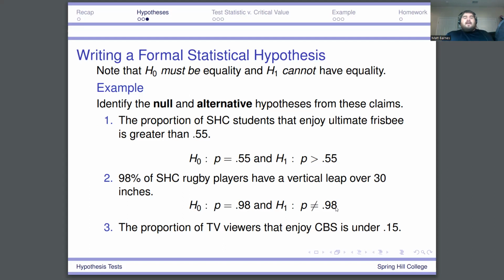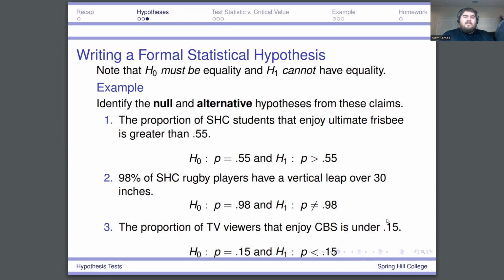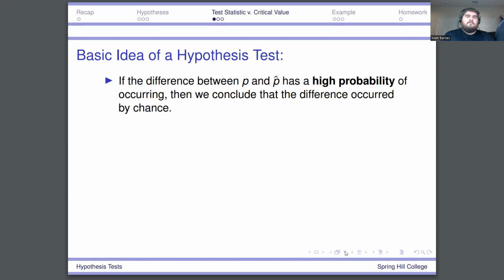All right, so our last one here, the proportion of TV viewers that enjoy CBS is under 15% or 0.15. So under being the keyword here, telling us we think the percentage is smaller. So our H naught would be that P equals 0.15. And our alternate hypothesis, our H1, would be that P is less than 0.15.